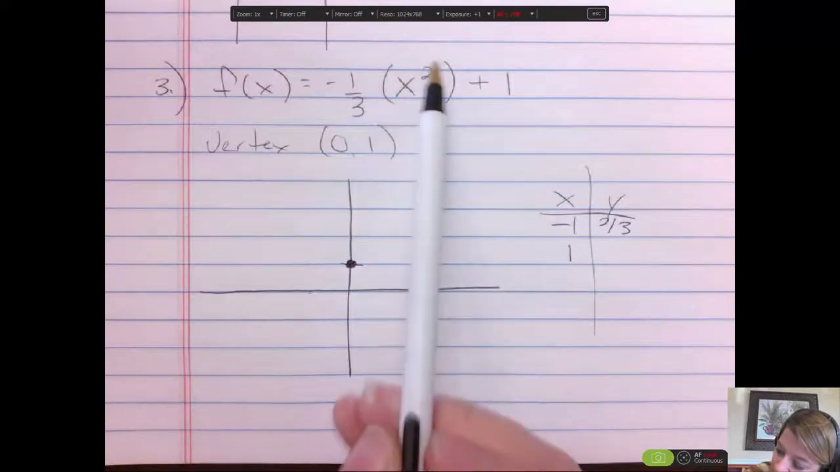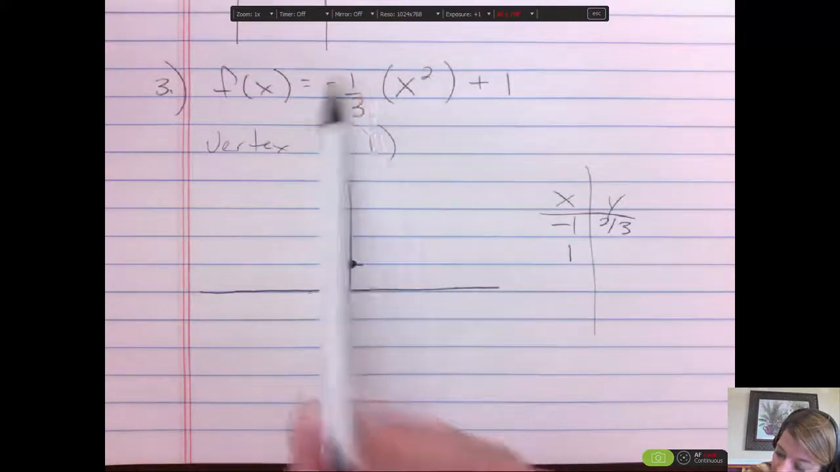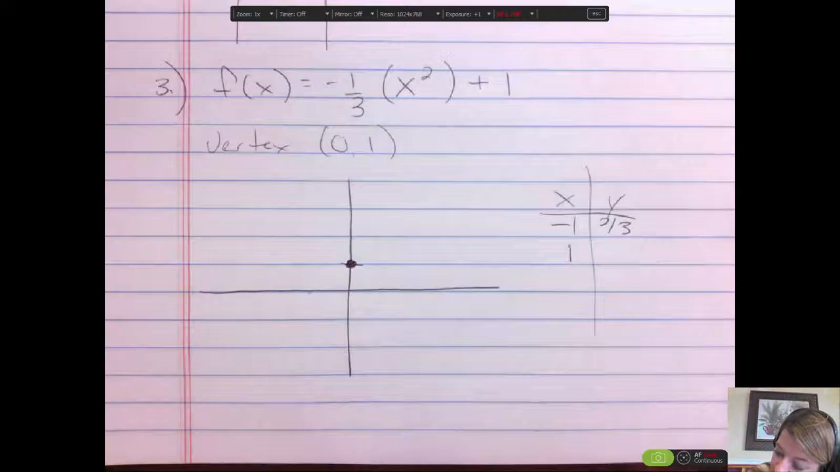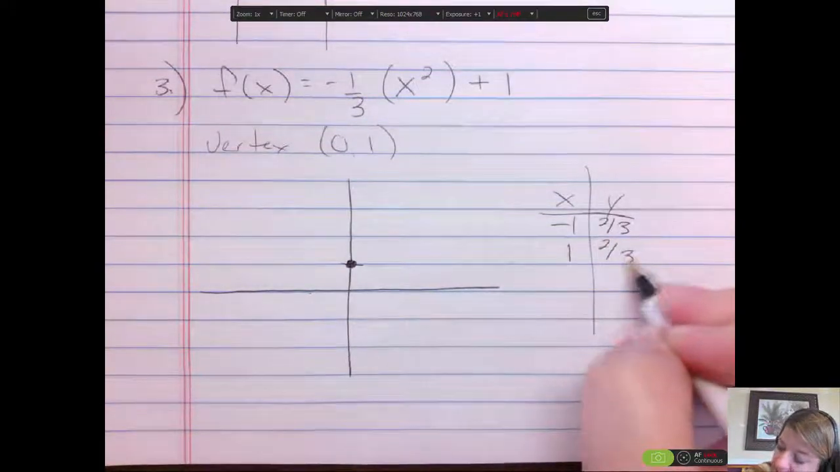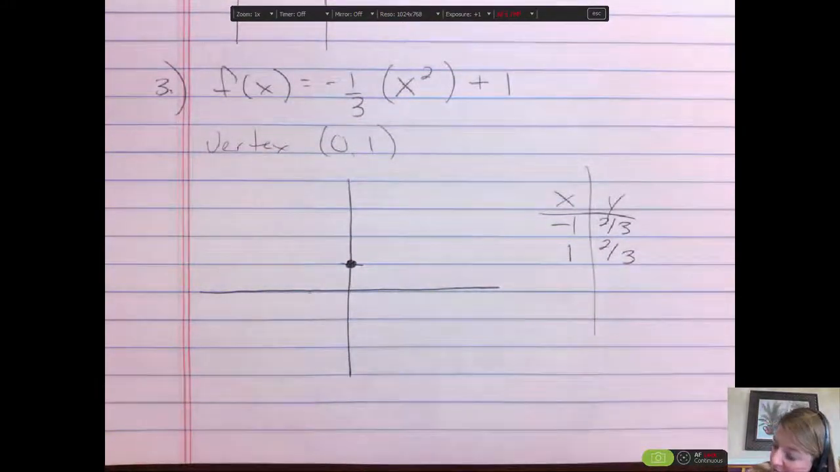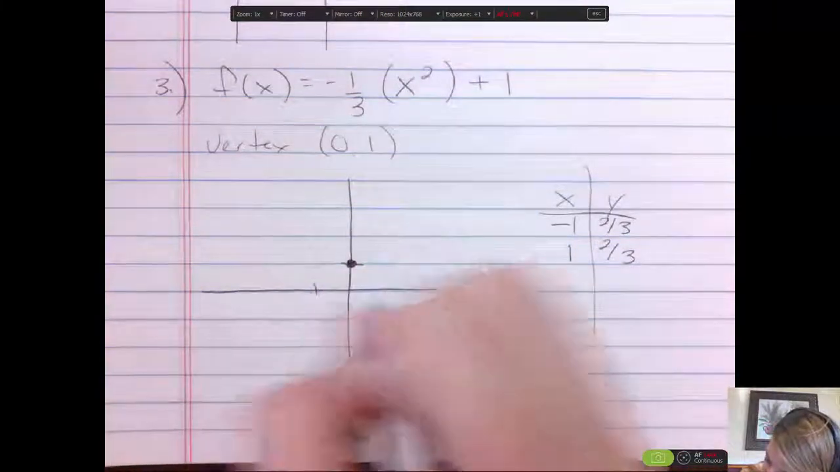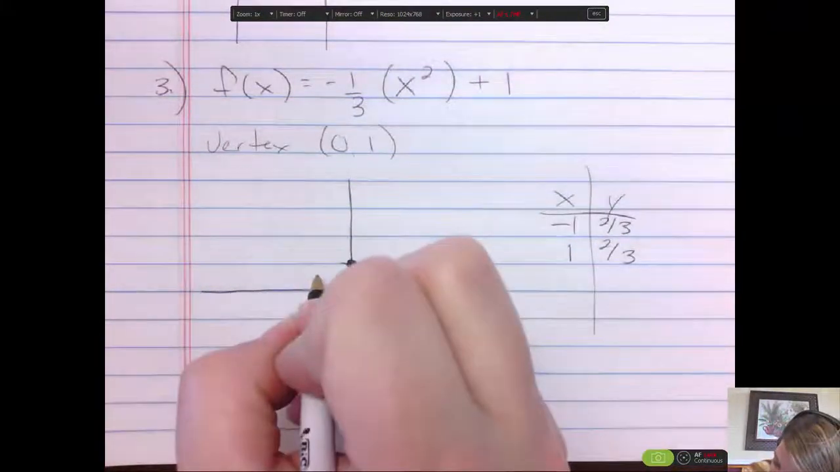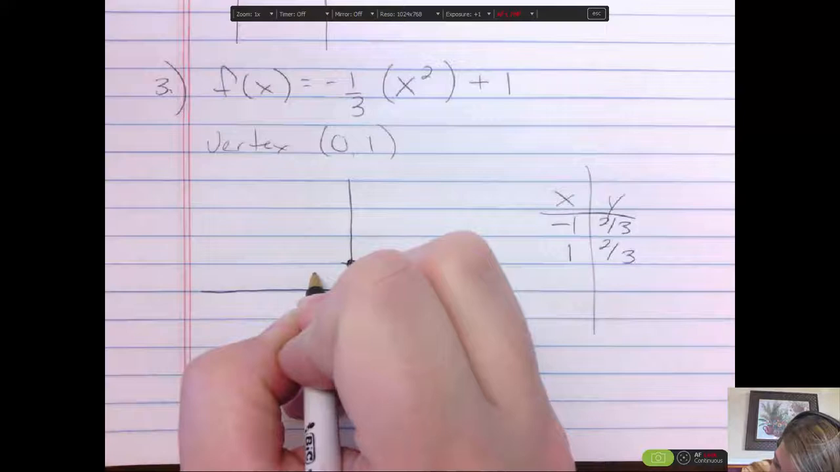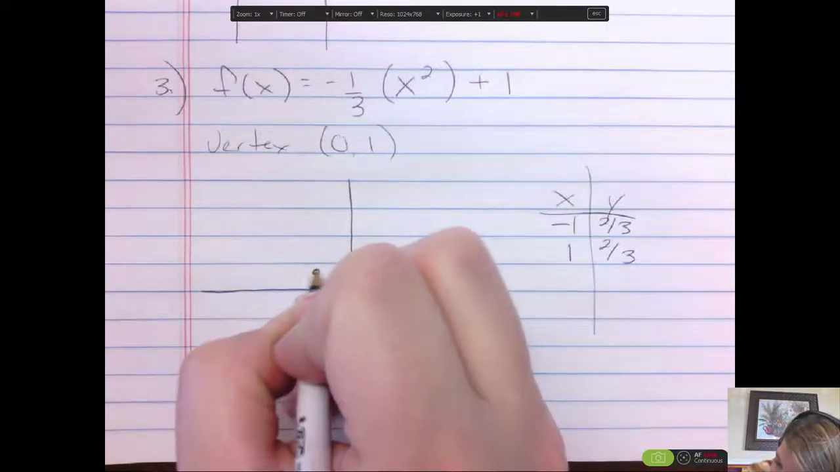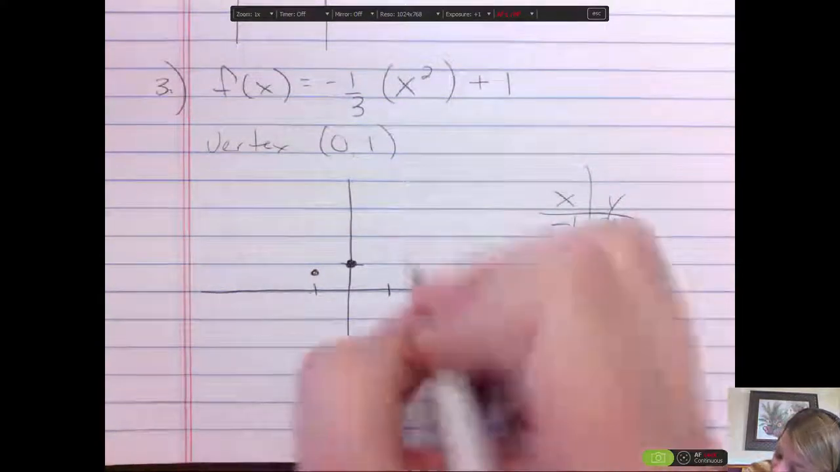So 1 squared is 1. 1 times negative 1/3 again is negative 1/3 plus 1 is going to give us 2/3 as well. And you could get a common denominator and come up with that. So at negative 1, you're at 2/3. I don't know, looks about there. And at positive 1, you're at 2/3.